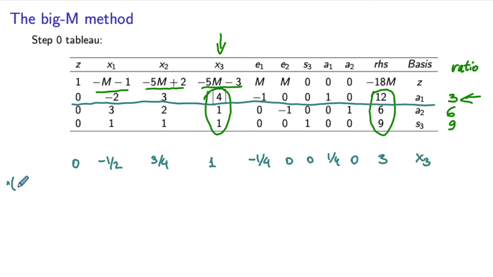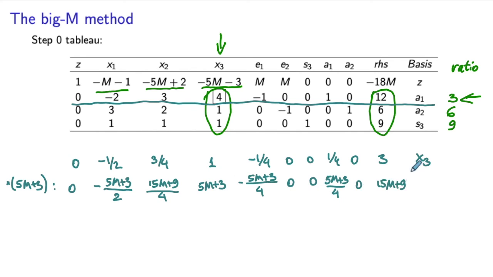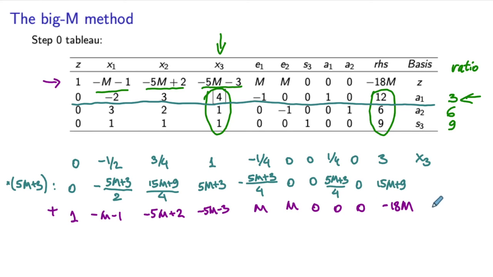So, to eliminate x3 from row 0 I need to multiply my new row 1 by 5M plus 3 and add the result to the old row 0. Let me first do the multiplication. Now, I will copy the coefficients from the old row 0 here to minimize the chance of an arithmetic error. Looks like we are ready to add.